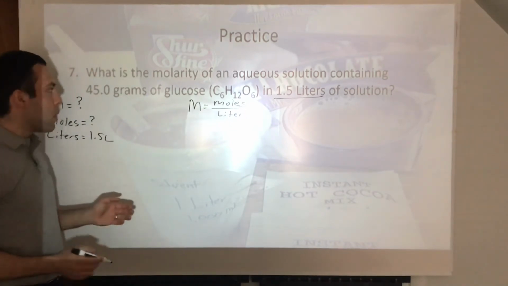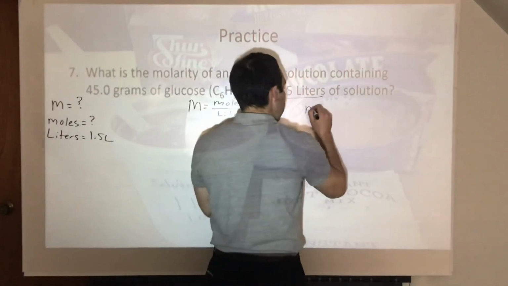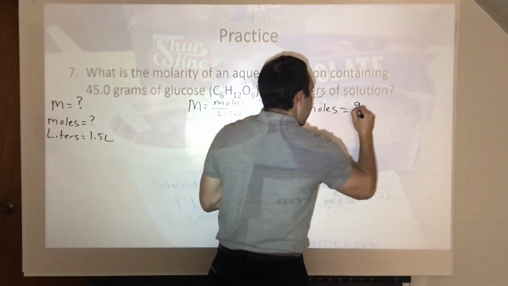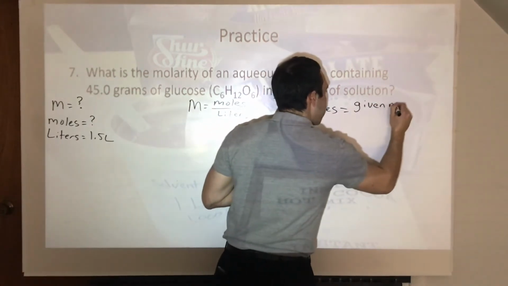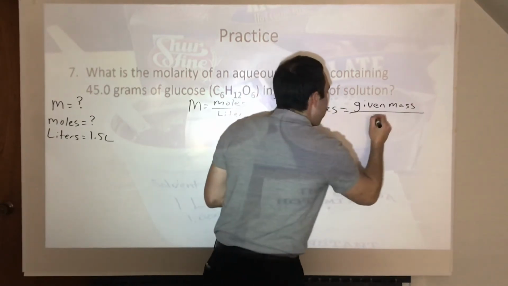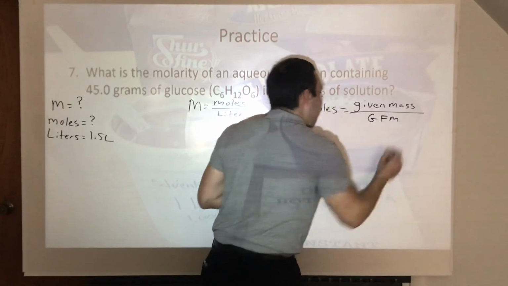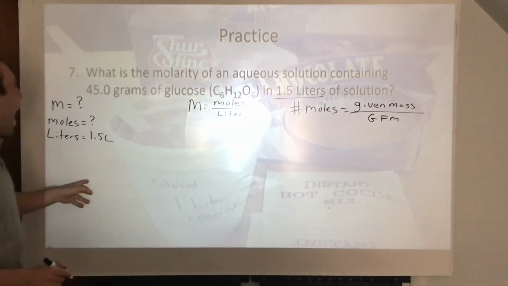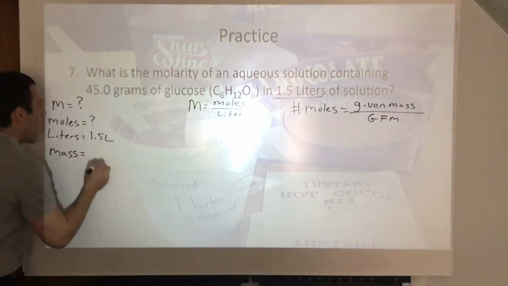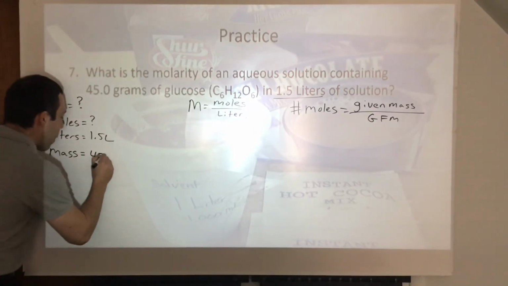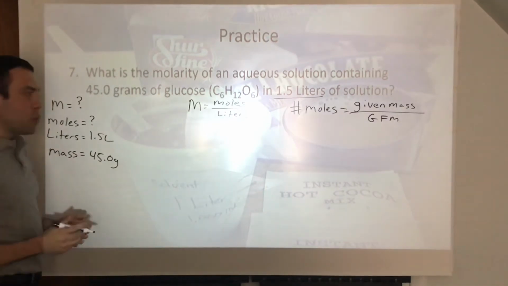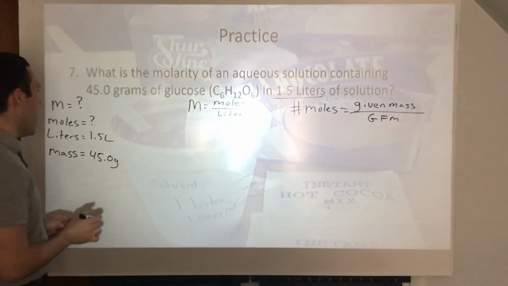How do we do that? Well, the mole formula: number of moles equals given mass over gram formula mass, or GFM. We have the number of grams. The mass is 45.0 grams. In order to find moles, we must find the gram formula mass, the GFM.